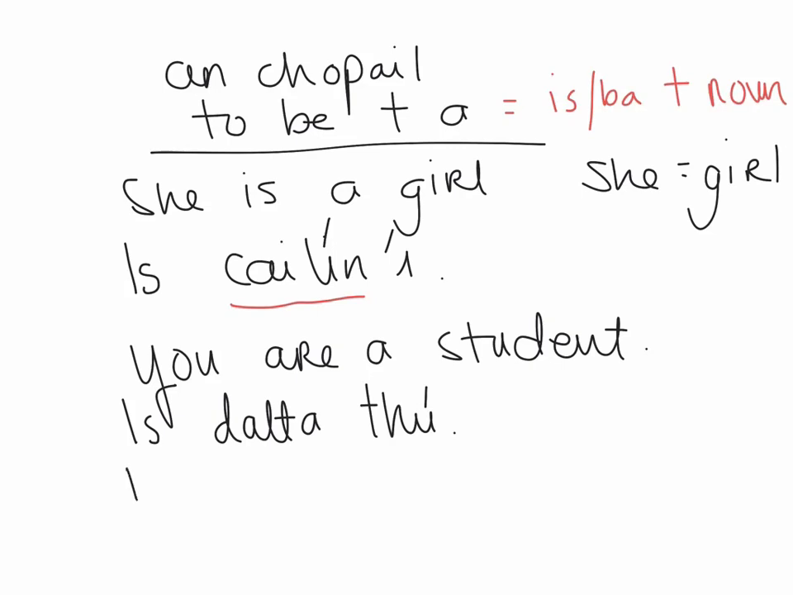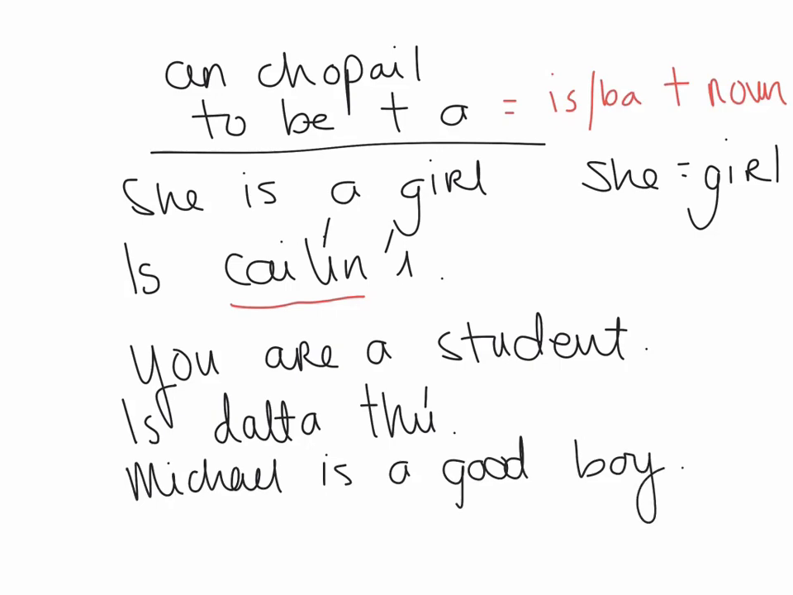Michael is a good boy. So Michael is, that's definitely the verb to be. Michael is a good boy. So we're going to have "is" because we have "to be" and "a". So is good boy, is buachaill maith, a Michael.